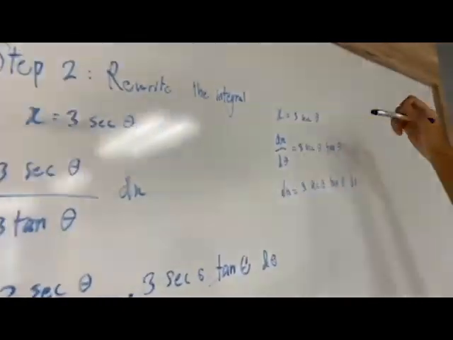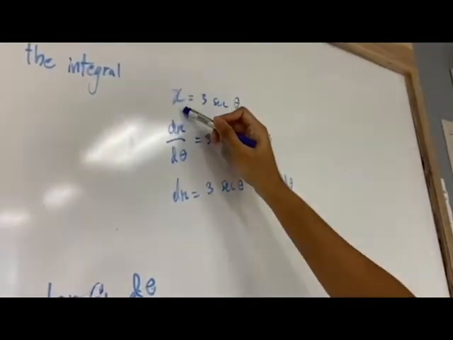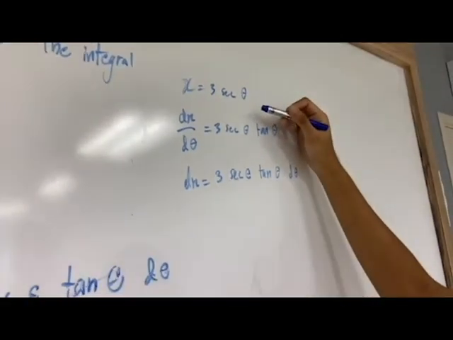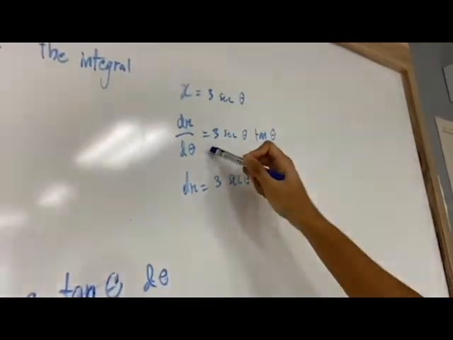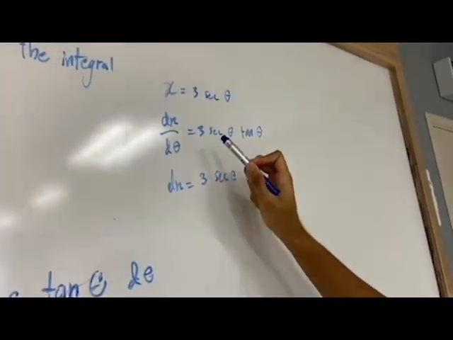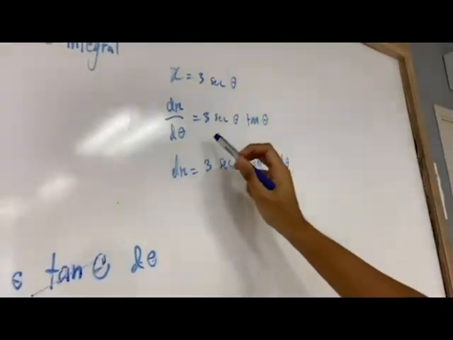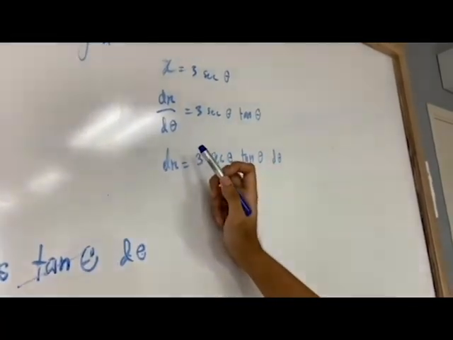Okay, let's move on to here. What we need to do is differentiate the equation x equals 3 secant theta in order for us to get dx. After differentiating this equation, I will get dx over d theta equals 3 secant theta tangent theta.